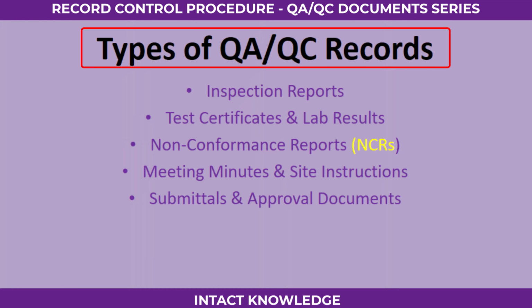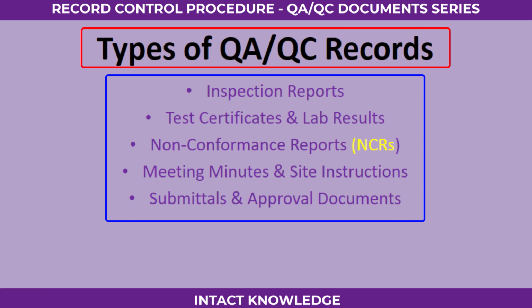Types of QA/QC records. Main types are inspection reports, test certificates and lab results, non-conformance reports, NCRs, meeting minutes and site instructions, submittals and approval documents.